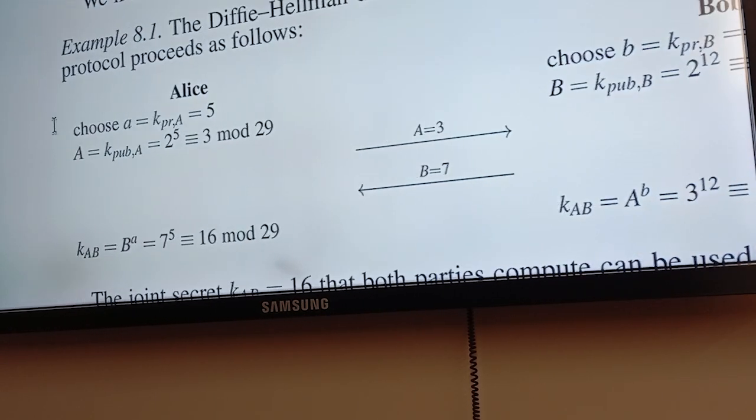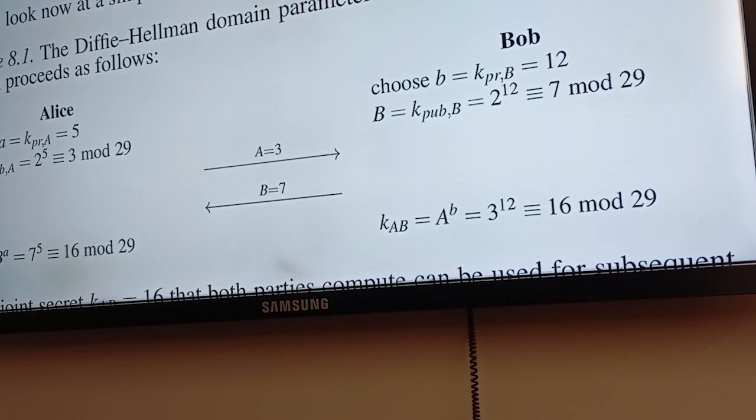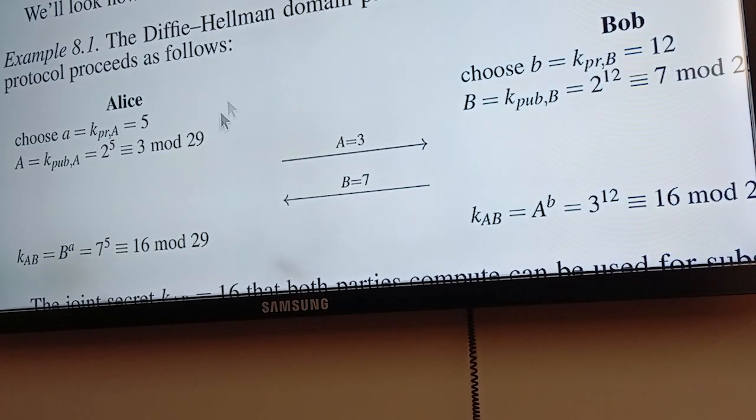Alice picks an A, then to compute her public key, she raises 2 to the power of 5 mod 29. Note where we got the 2 from: 2 is part of the domain parameters. Now she gets 3. This means 3 is the remainder when you divide 2 to the power of 5, which is 32, by 29. 29 is like a world where the most you can see is 29, so we call it a modulo 29 world. So we have 3 here.